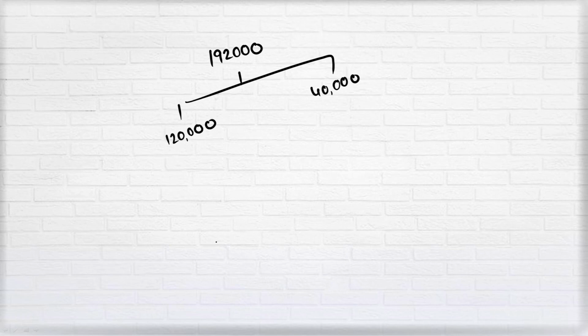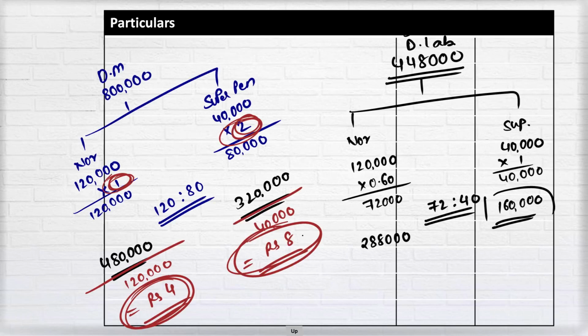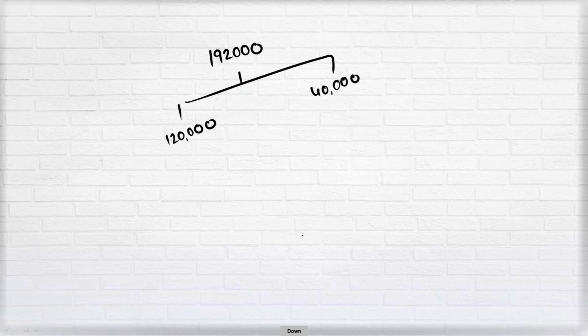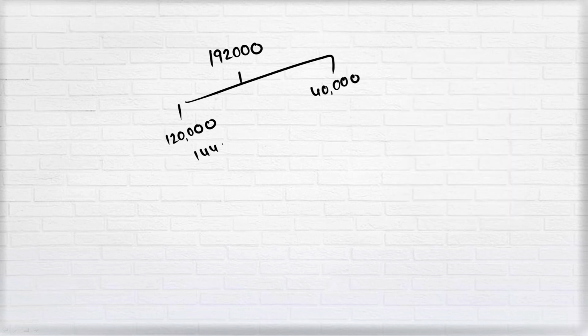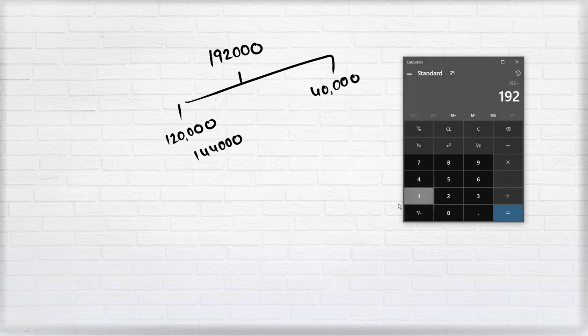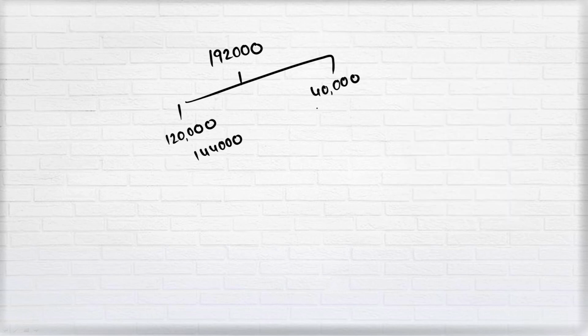Now you are getting it? Here the rate is same. So you can distribute it between 1,20,000 and 40,000. It is 120:40. It is 1,44,000. 1,92,000 minus 1,44,000 is 48,000. So 1,44,000 for normal pen, 48,000 for super pen.